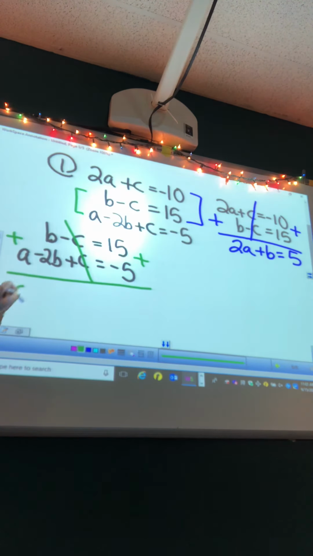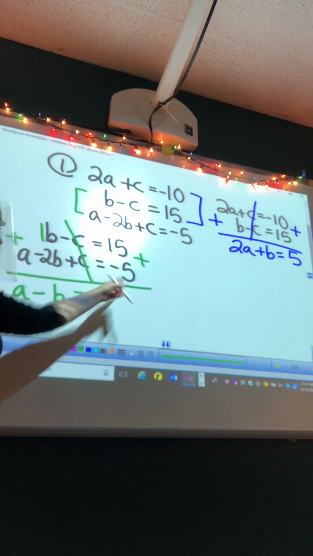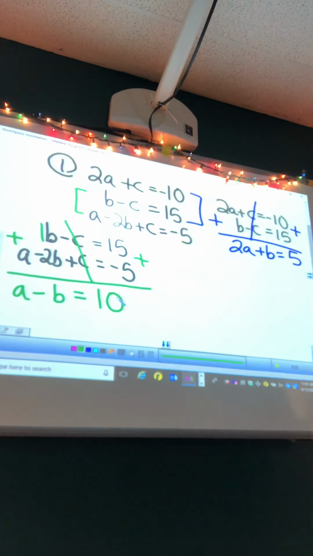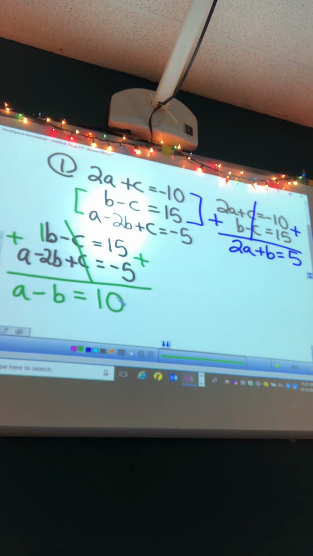I have an A. How many B do I have? One more, negative B. Negative B equals how much number there? 10. I now have two equations with an A and a B equals a number. So we go ahead and we say, what do we want to eliminate? A or B? B, because it's already set up, right?